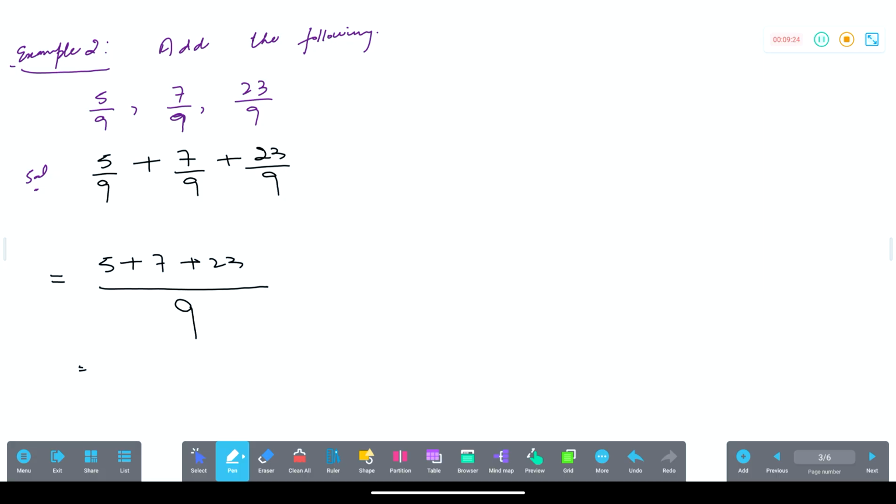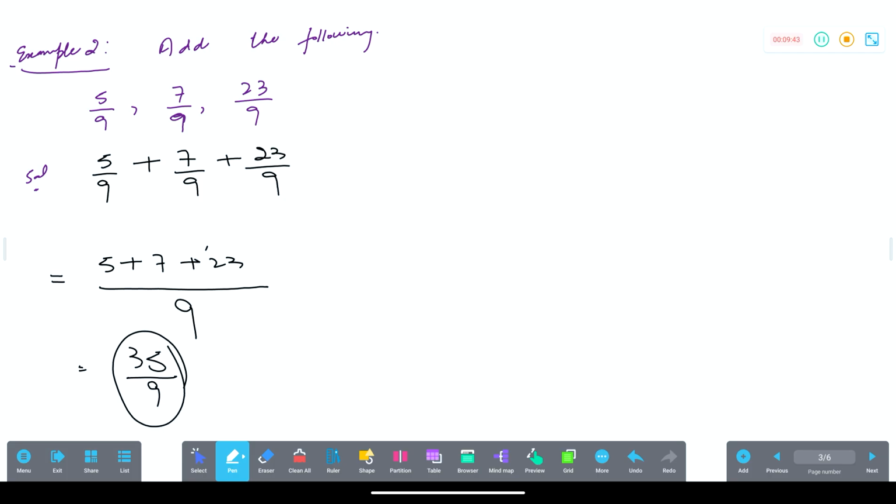That's equal. 7 plus 5 is 12. 12 plus 3 is 15. 5, 1 carry to the 10th place, but 10th place is in only 23. So 2 plus 1 is 3. That is 35 divided by 9. So this is the answer of this part.